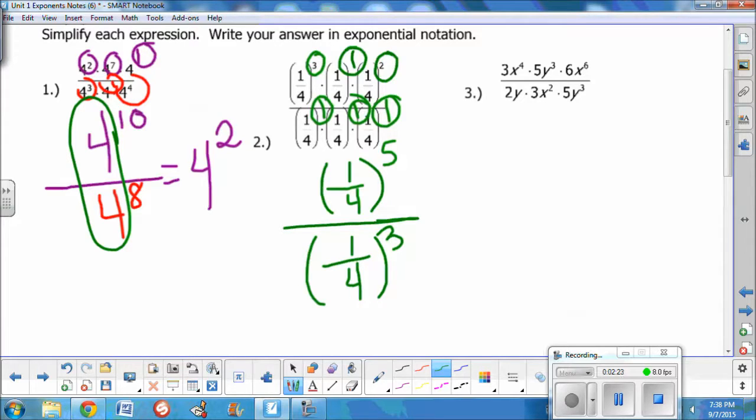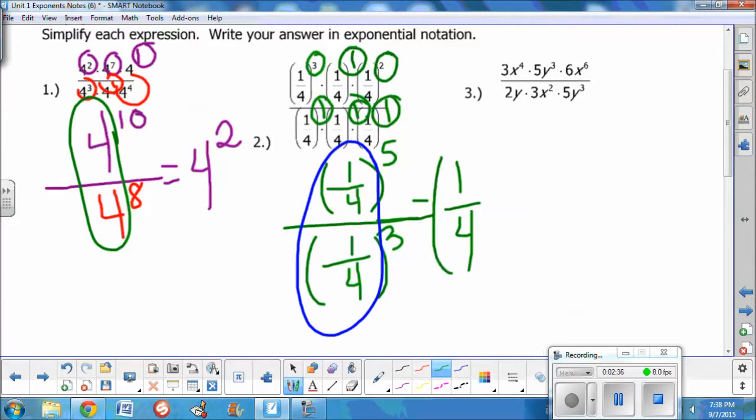Now, use that rule. When you have like bases and you're dividing, what do you do with exponents? Keep the base and subtract the exponents. So that's 1/4 squared. Number 3, same idea, but now we're throwing in some coefficients.